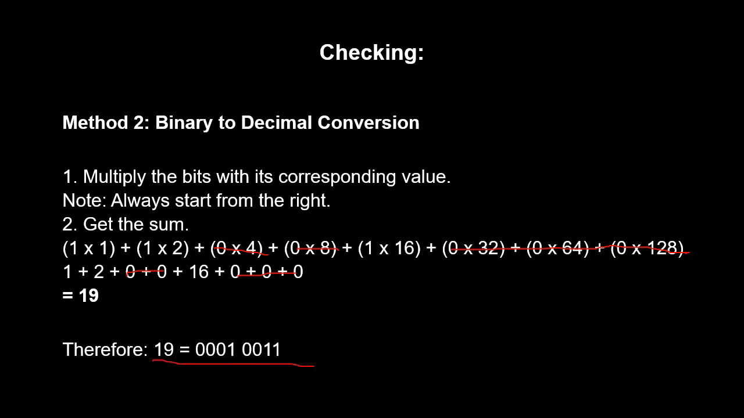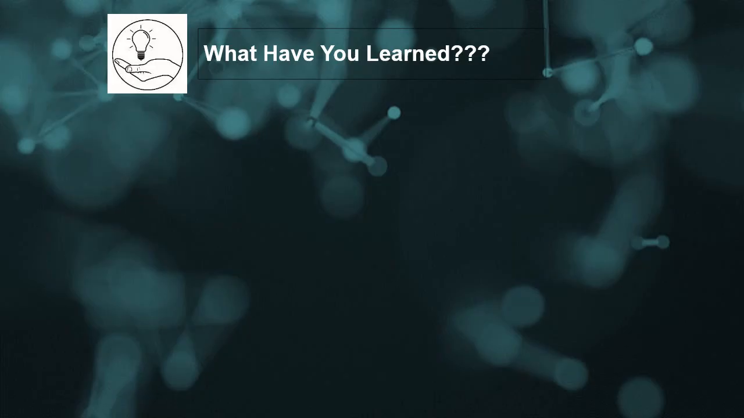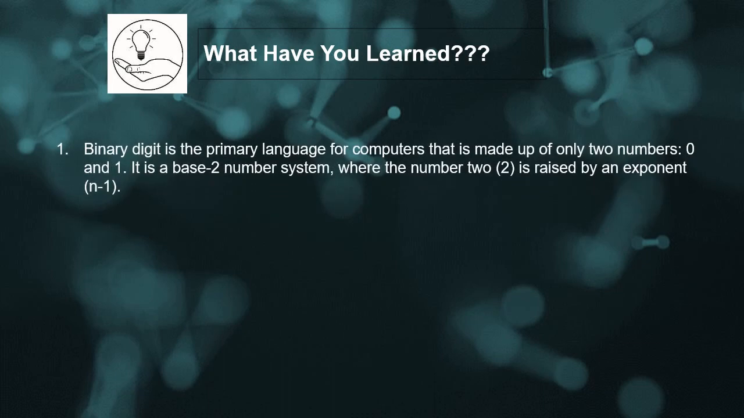So again, 19 is equal to 00010011. Alright, so we're done with binary digits and binary digit conversion. So what have you learned today? Of course, we learned that binary digit is the primary language for computers that is made up of only two numbers, the 0 and 1. It is a base 2 number system where the number 2 is raised by an exponent n minus 1.